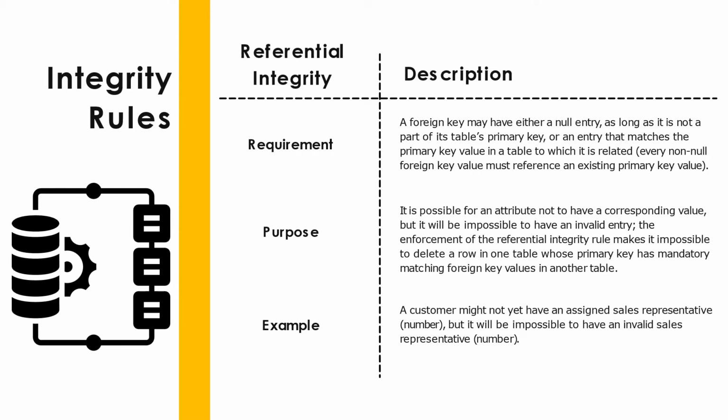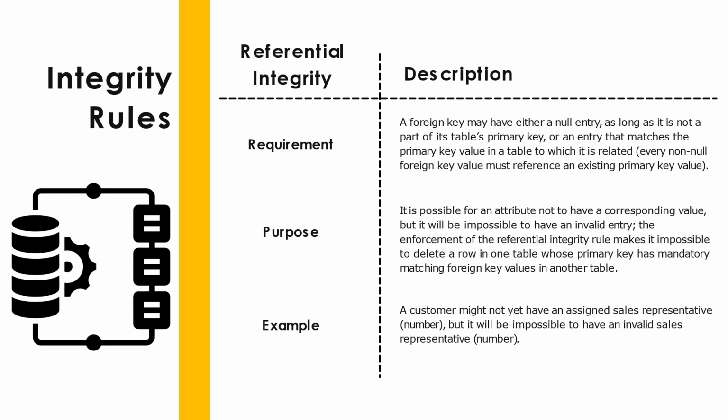For the referential integrity, these are the requirements. A foreign key may have either a null entry, as long as it is not a part of its table's primary key, or an entry that matches the primary key value in a table to which it is related. Meaning, every non-null foreign key value must have reference to an existing primary key value. The purpose of this is that it is possible for an attribute not to have a corresponding value, but it will be impossible to have an invalid entry.